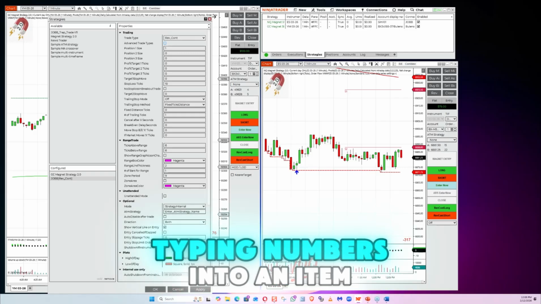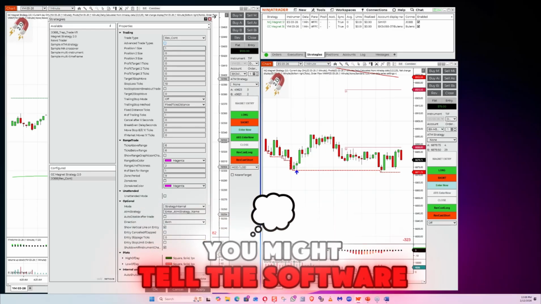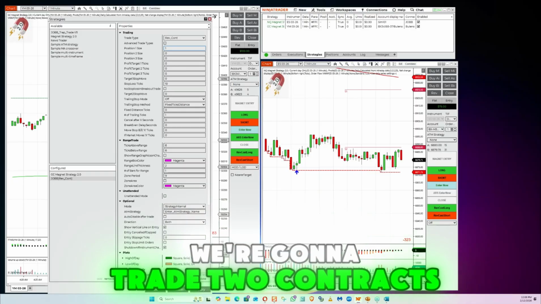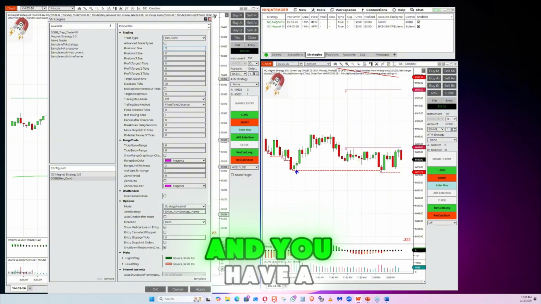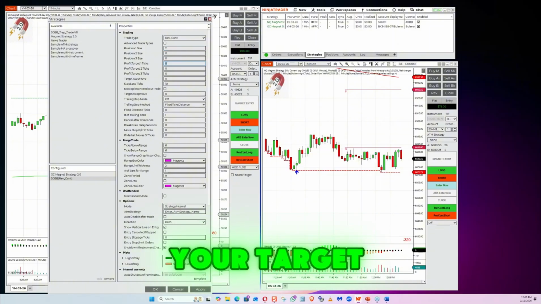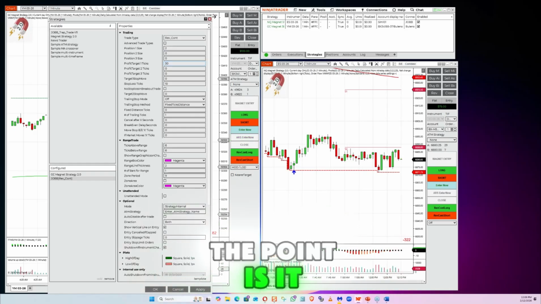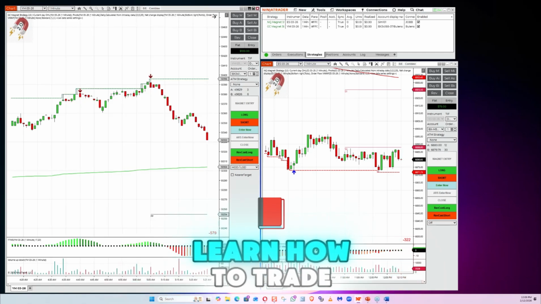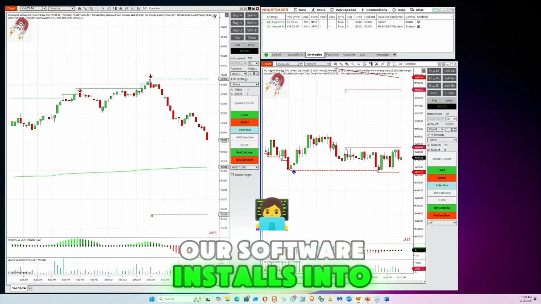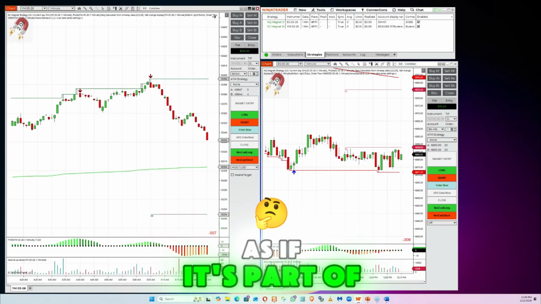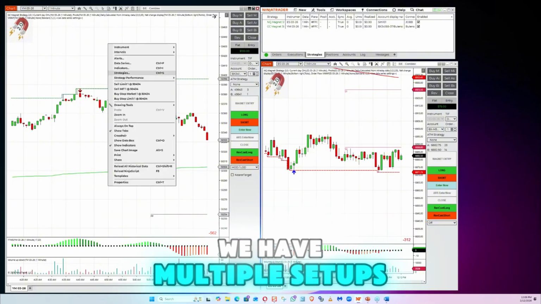You're basically just typing numbers into an item, and in that item you might tell the software, well, look, we're going to trade 2 contracts. So you put the number 2 in the number of positions, and you have a target. How many ticks do you want as your target? Maybe you've got a 30-tick target, so you type the number 30. The point is, it is not complicated to learn how to trade the way that we trade. Our software installs into the platform as if it's part of the platform. So that's what I mean when I say we have multiple setups.